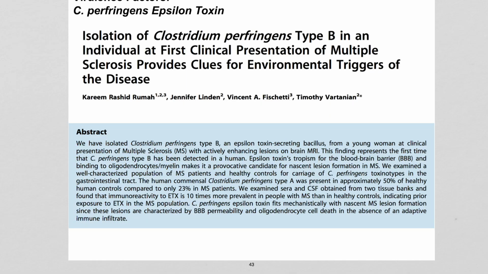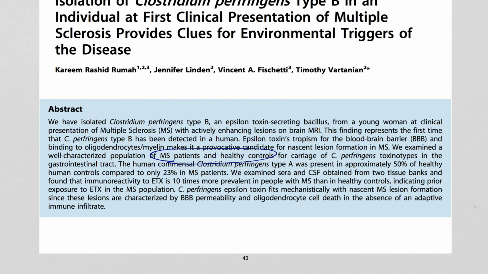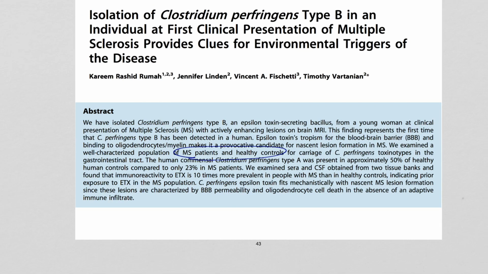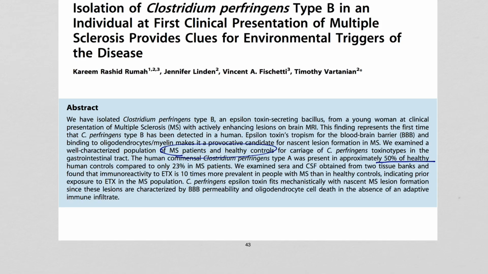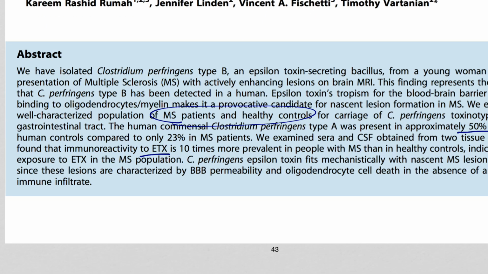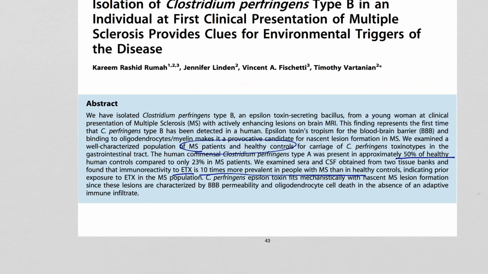Okay, the last thing they did, to try to nail this down, is they took MS patients and healthy controls. Okay? And this is after the fact, so they're not exposing them to these things. But if you compare people with MS versus healthy controls, what they found is that Clostridium perfringens type A was much more likely to be found in healthy controls, whereas epsilon toxin, which indicates type B, was 10 times more likely to be found in people with MS.